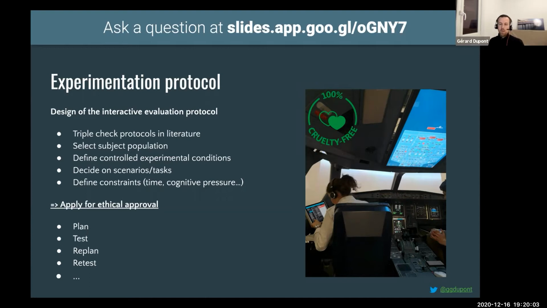That's why we partnered with a pilot school here in Toulouse, which has access to these simulators, which was the closest that we could do for our experimentation, as close as possible to the reality of flying with this assistant. Of course, we were not allowed to fly with this assistant. That's way too dangerous, of course.